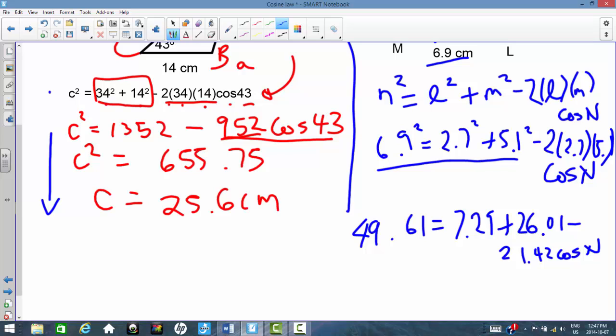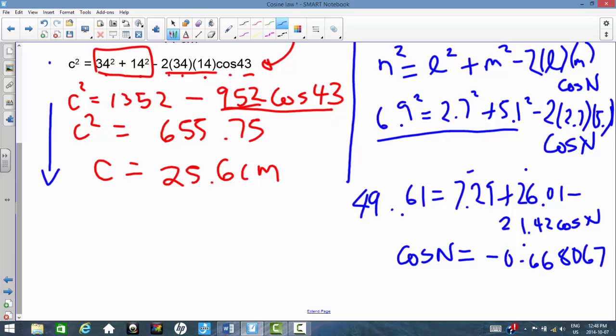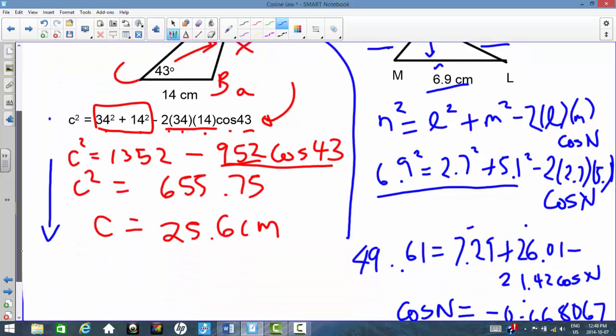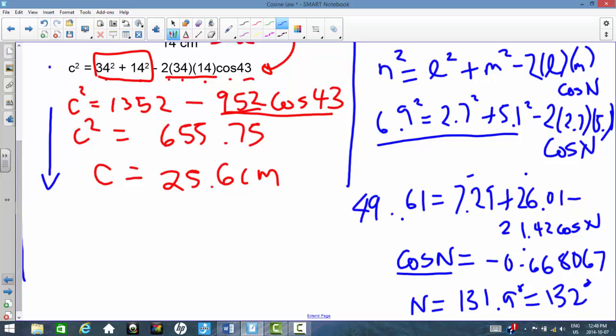And I solved this. I subtracted both of these from this side and then divided by the coefficient, and that ended up with cos n equals negative 0.66867. And then I did the cos to the negative 1, and I got the angle n to be 131.9 degrees, or 132 degrees. Now you have to go back and look up here, and you can see that it's got to be bigger than 90, so that's about the right angle, 132. Okay, that's it.